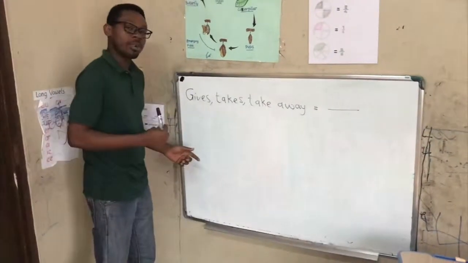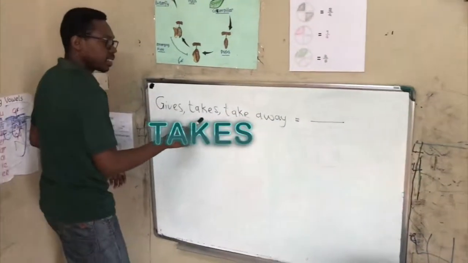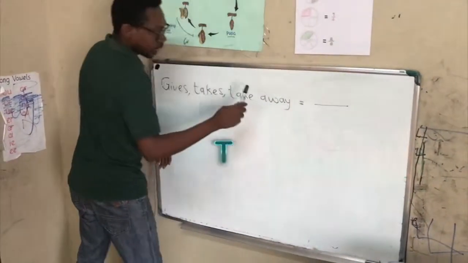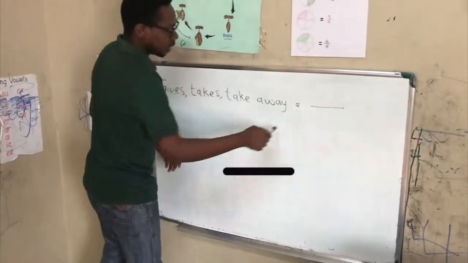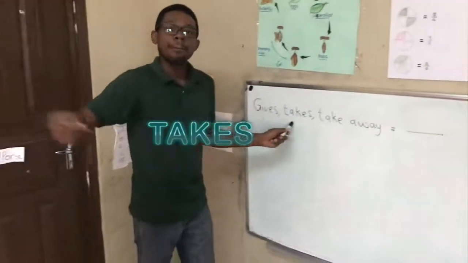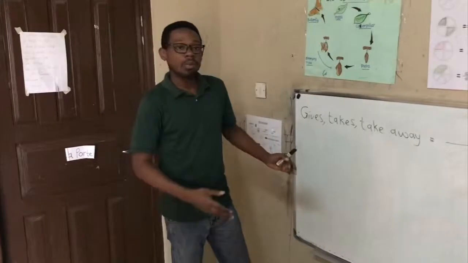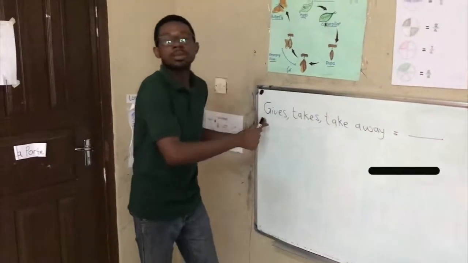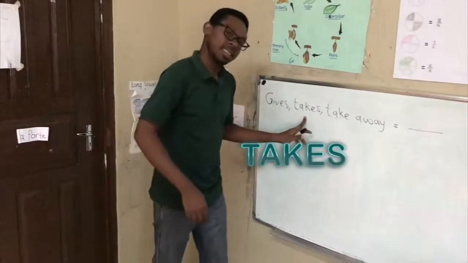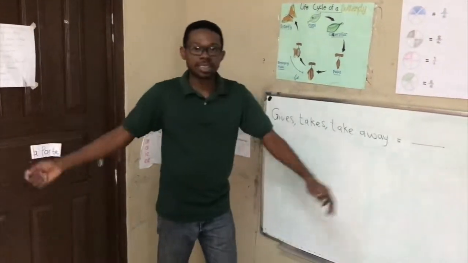So this is our rhyme for it. Gives, minus, takes, minus, take away, minus. So when we see gives, we put minus, takes, minus, take away, minus.